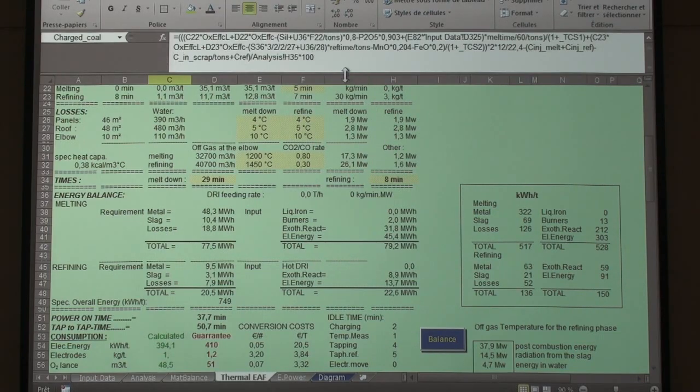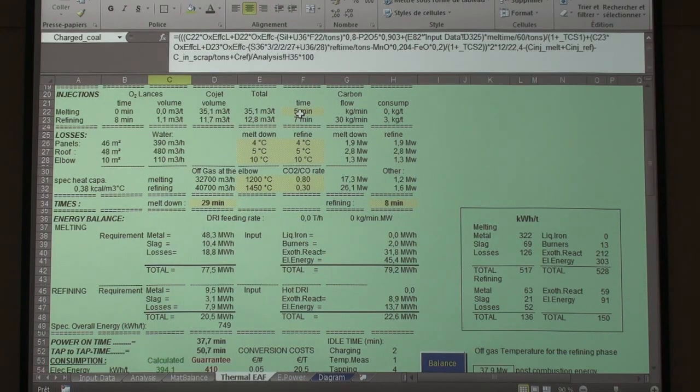Okay. What I didn't mention is that you see 2 times the silicon injection, no, aluminum injection, because I may allow some injection during melting, and I suppose that it would be the same for aluminum. So this aluminum injection is also injected during 5 minutes for melting, and the complete refining time. Silicon and aluminum, in this case, will be injected during the complete refining time. Yeah?